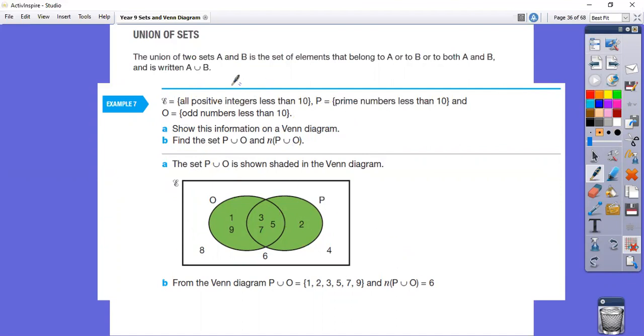So here's our Venn diagram showing this information. 1 and 9 are in the odd numbers, 2 is in the prime numbers, and 3, 7, and 5 are elements shared between both sets, and that leaves 8, 6, and 4 outside as they don't belong in O or in P. From the Venn diagram, P union O is 1, 2, 3, 5, 7, and 9. And so the number of elements in P union O is 6. There are 6 elements: 1, 2, 3, 4, 5, 6.